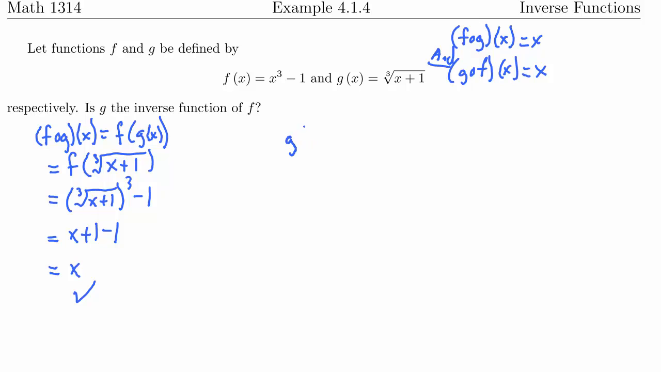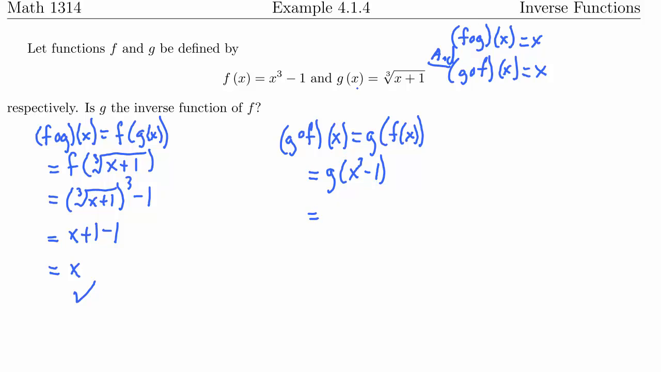Then I need to look at g composed of f of x. I've shown f composed of g of x, now I have to show that g composed of f of x is also equal to x. Again, this means g of f of x. I'll work from the inside out, so the first thing I look for is f of x, and in this case that's x cubed minus 1. So that's g of x cubed minus 1.